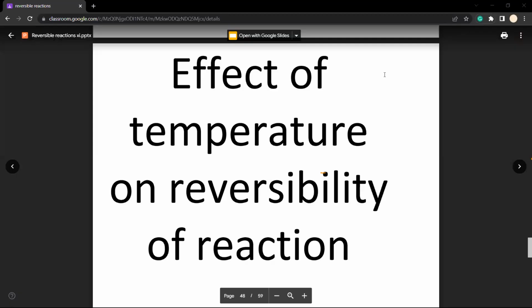Here comes the third factor which affects the reversibility, and that's the temperature, right? So in this, we will be looking at the delta H value. If delta H value is positive, we call it an endothermic reaction. And if the delta H value is negative, we call it an exothermic reaction. So for the effect of temperature, we will be looking at whether the reaction is exothermic or endothermic, okay?